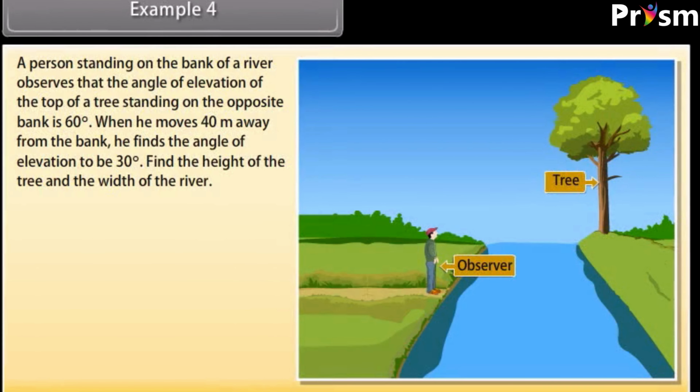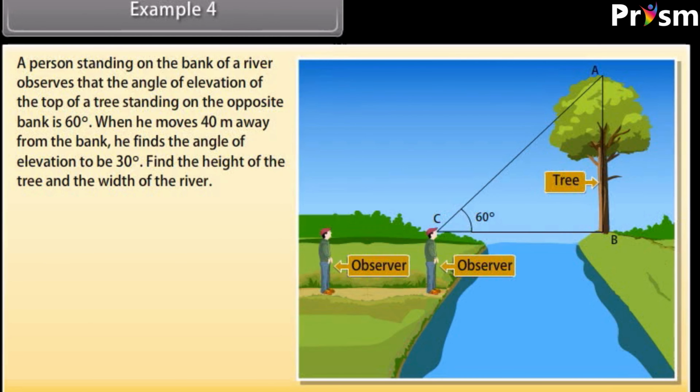Example 4. A person standing on the bank of a river observes that the angle of elevation of the top of a tree standing on the opposite bank is 60 degree. When he moves 40 meter away from the bank, he finds the angle of elevation to be 30 degree. Find the height of the tree and the width of the river.